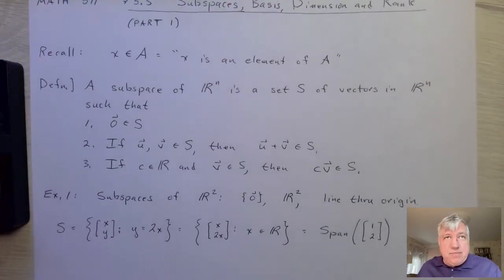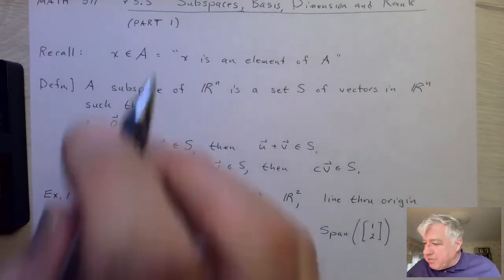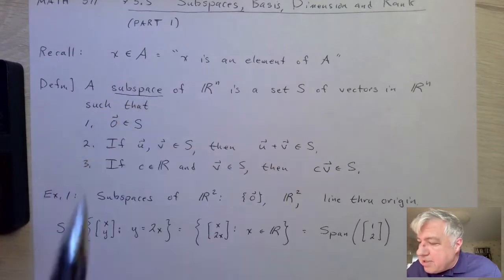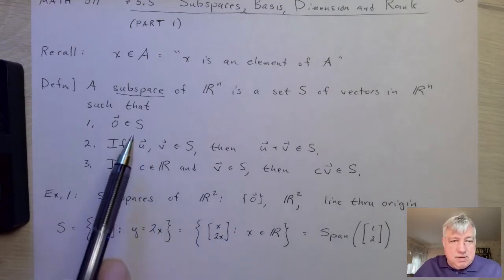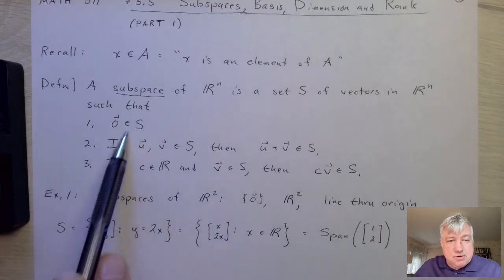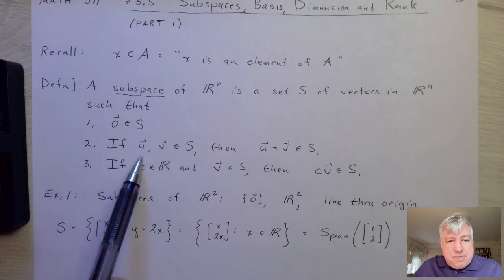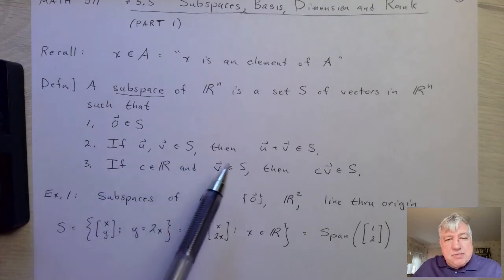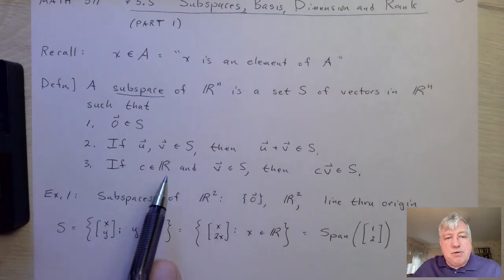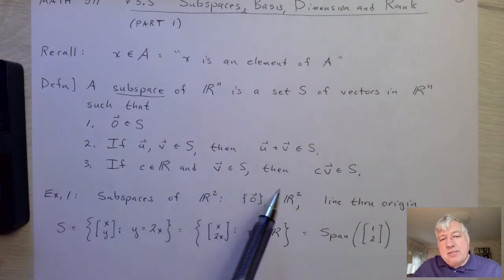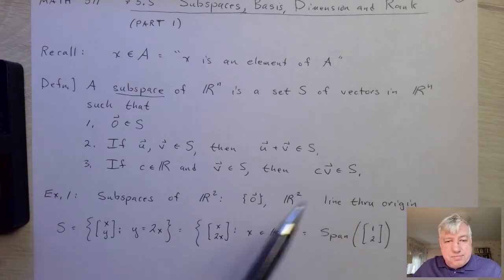So the first definition is that of a subspace, and I should have underlined this because that's what we're defining. So a subspace of Rn is a set S of vectors in Rn that meet these three properties. One, the zero vector has to be in S. Two, if u and v are elements of S, then their sum is in S. And three, if c is a real number and v is in S, then c times v is in S.